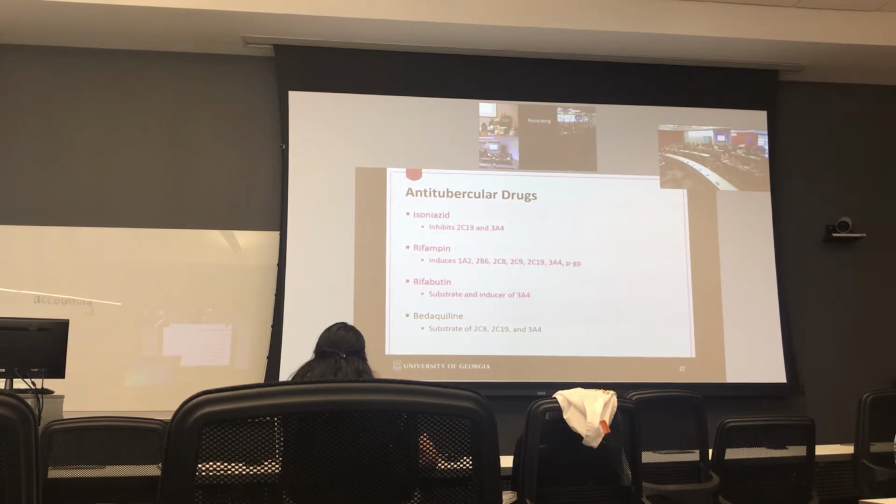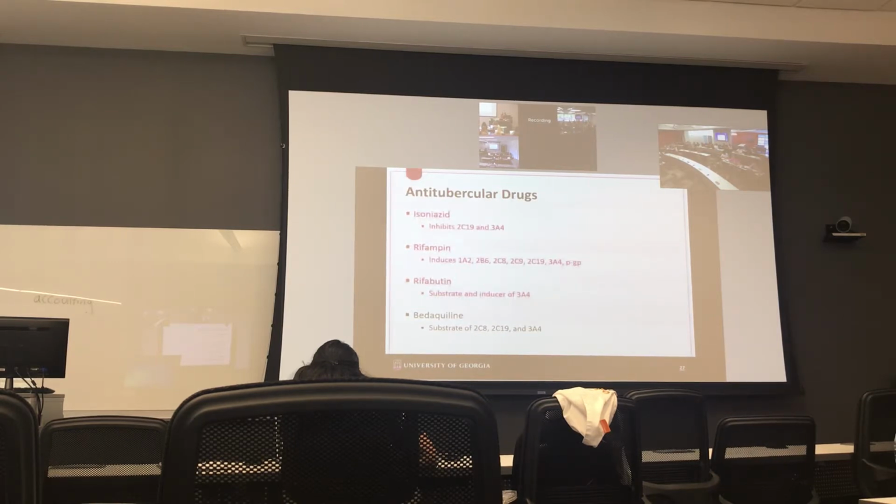So isoniazid is an inhibitor of 3A4 and 2C19. Rifampin is an inducer, so it induces multiple cytochrome P450 enzymes as well as P-glycoprotein. Rifabutin is another rifamycin that's sometimes used as an alternative to rifampin. It's an inducer of 3A4 that doesn't have as widespread induction as rifampin does. It's also a substrate of 3A4, which is different from rifampin. So rifabutin will be affected by other 3A4 inhibitors and inducers.